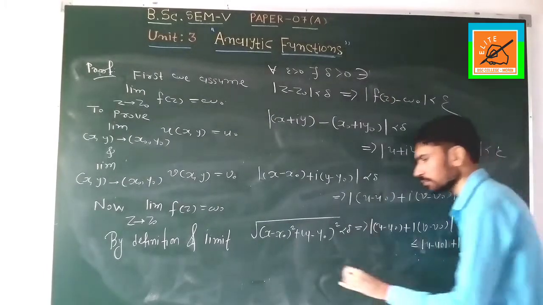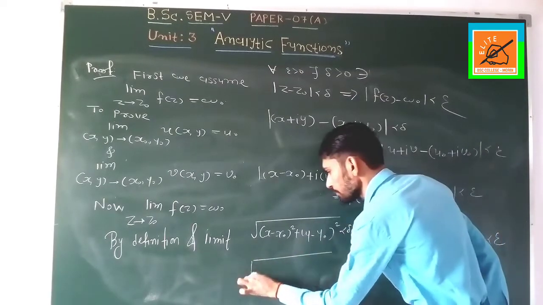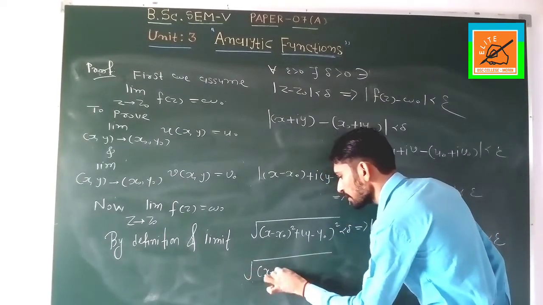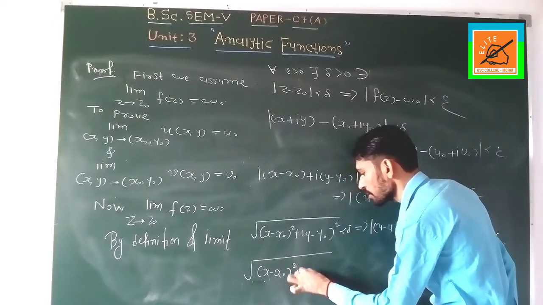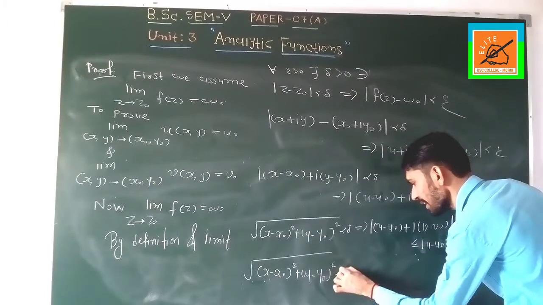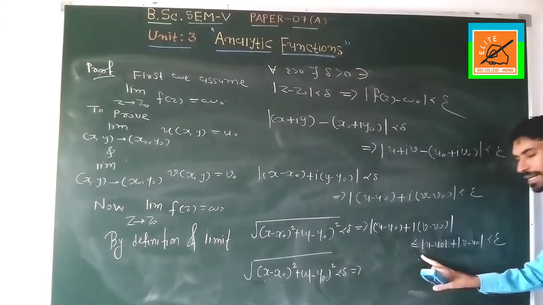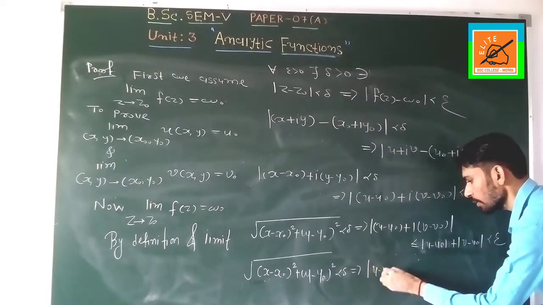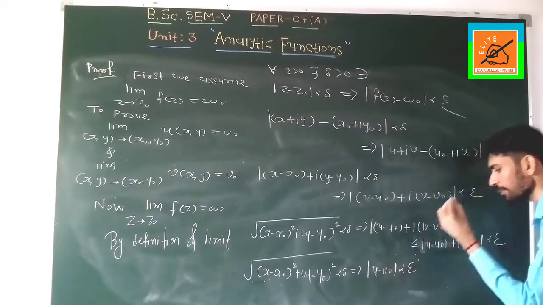Under root (x minus x0) square plus (y minus y0) square less than delta implies we write mod u minus u0 less than epsilon.